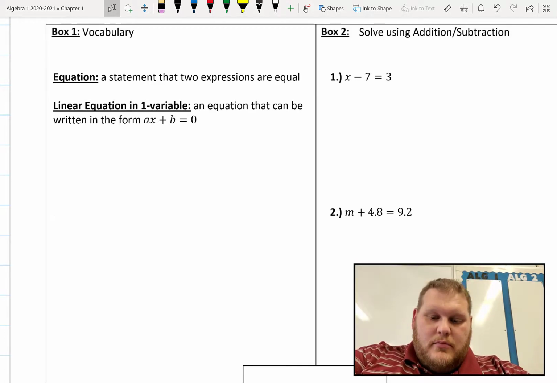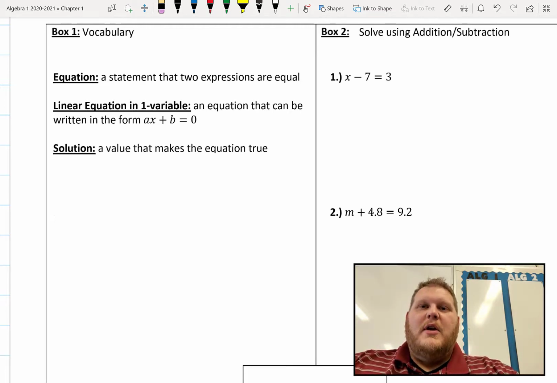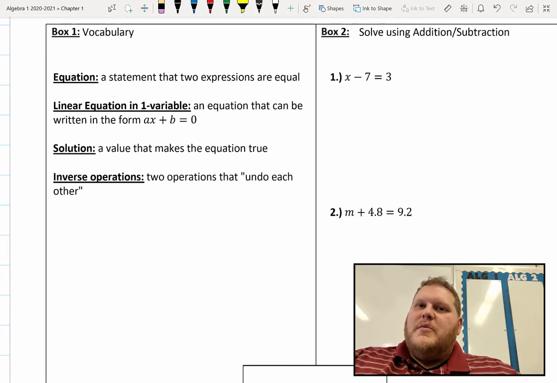So moving along, next talking about a solution. A solution, that's what most people would call the answer to the problem. The technical definition is a value that makes my equation true. So I have a number in there that I could substitute back in for one of my variables, and it makes my equation true.